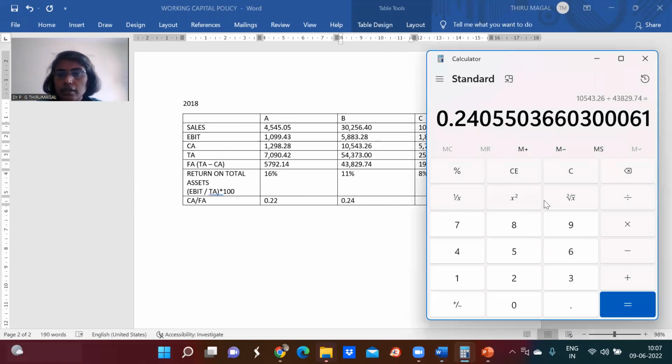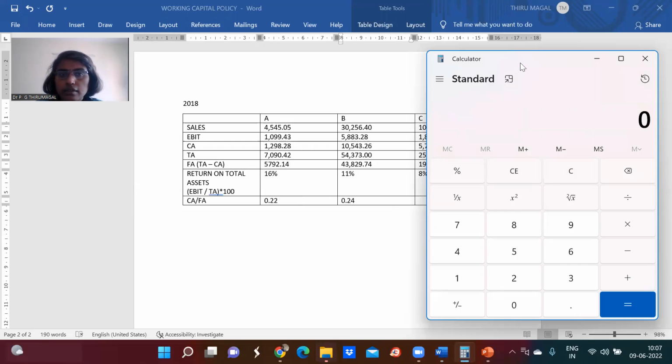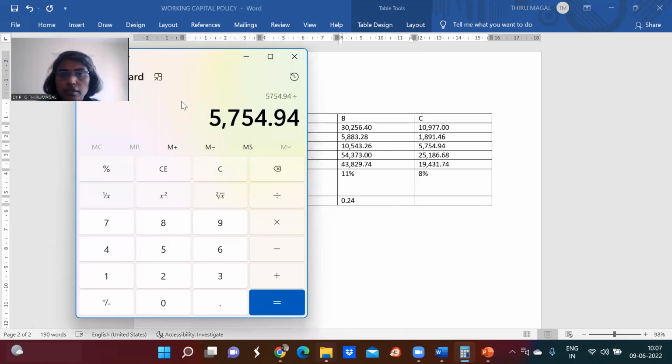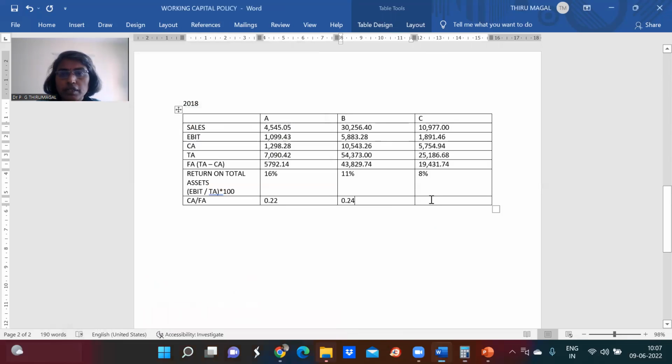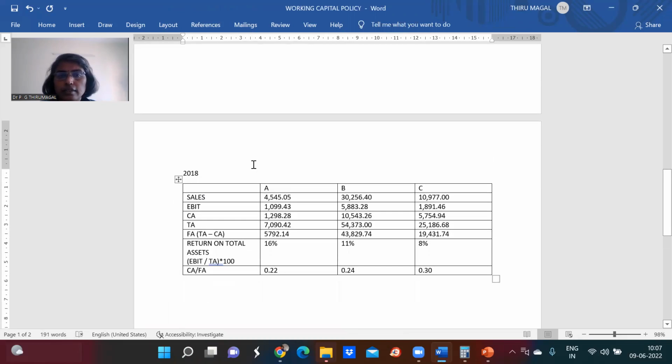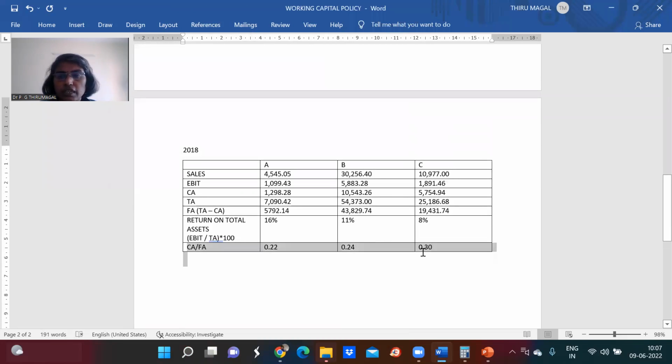Third company, let us check. It is company C. Current asset is 5754.94, which should be divided by the fixed assets 19,431.7. Which means 0.29, so you can take 0.30. So as per the 2018 data, the highest current asset to fixed asset ratio is followed by company C and the lowest is company A.